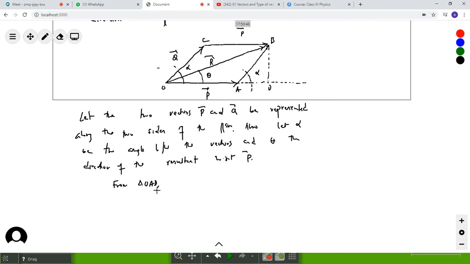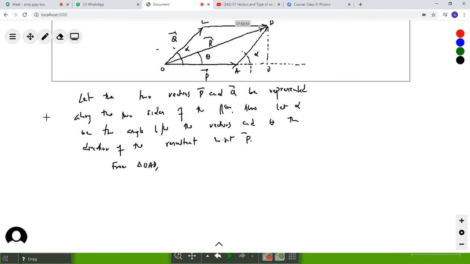Okay, then look at the triangle and tell me, from triangle OAD, can I write OB square is equal to OD square plus BD square? So OB square is equal to how much? R square. And what is OD? OD will be written as (OA plus AD) whole square, plus BD square. Let us keep BD square for now. Right? Using which law? Pythagoras theorem. Yes, sir.